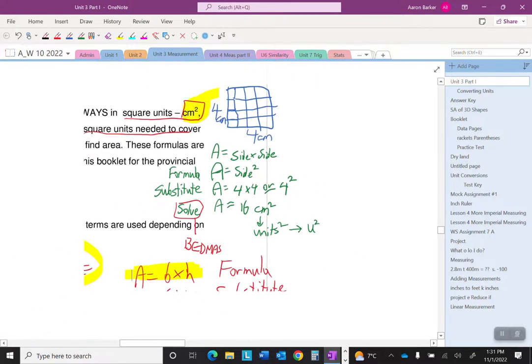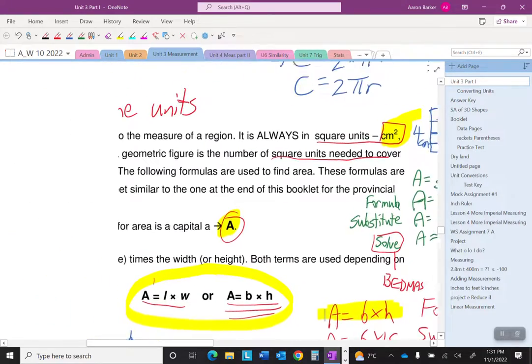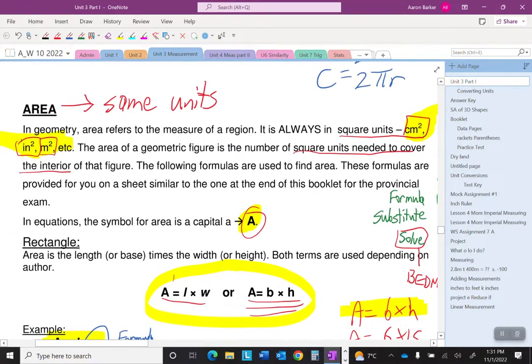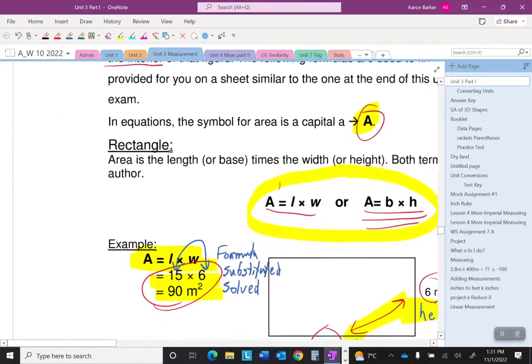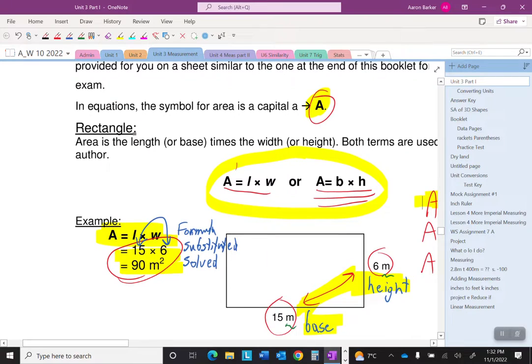So in their example, they used a rectangle. Area equals length times width, or base times height. It doesn't matter which one you choose. What do we start by writing down? You're right, the formula. So here on their work, write down the formula. The formula is A equals L times W. That's what they chose to use.